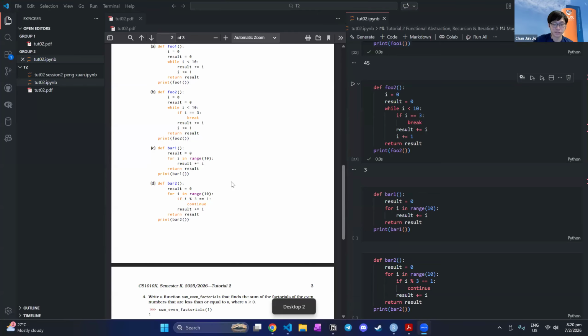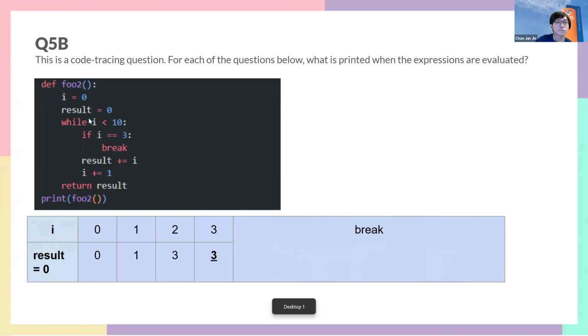So basically, for the while loop, you'll keep iterating until you reach this line of code. If i equals 3, it'll break. So the break keyword stops the iteration of the while loop, and you end up returning the result as is. So i will only be incremented until 3, and once it hits the if statement, the break keyword will exit the loop.